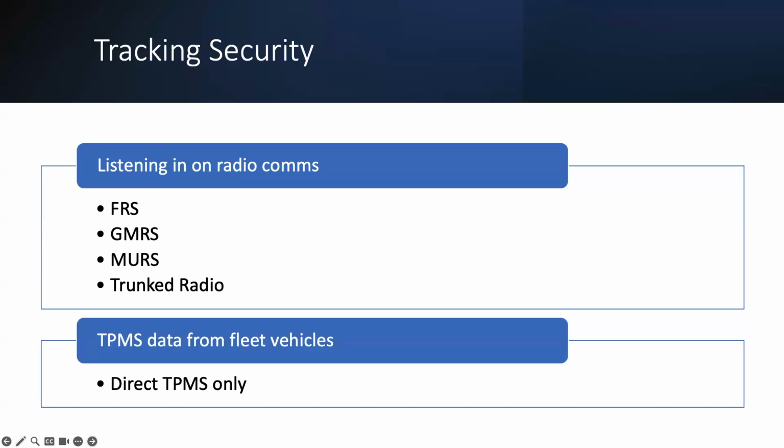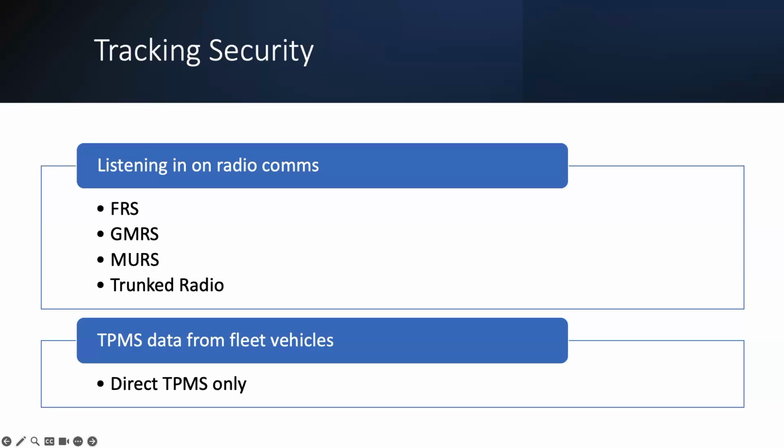You've got a few different protocols you can listen in on: FRS, GMRS, MURS. That's your typical two-way radios that a lot of security companies are going to use. Trunk radio, that's mostly going to be police, fire, emergency medical services, but you don't know what some of the higher end people are going to be using. You can use an SDR for all this stuff.